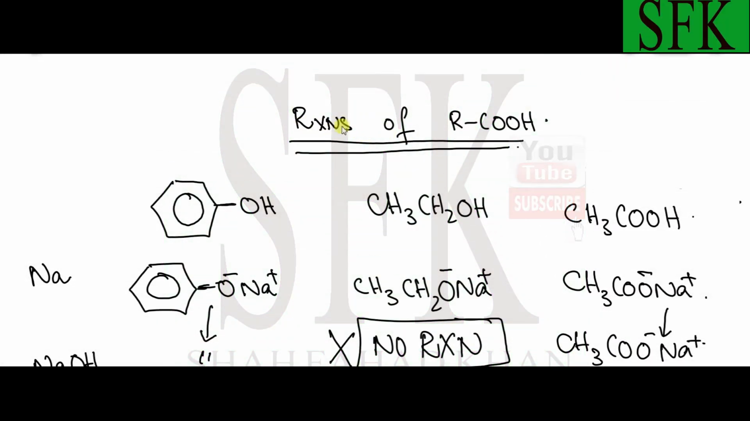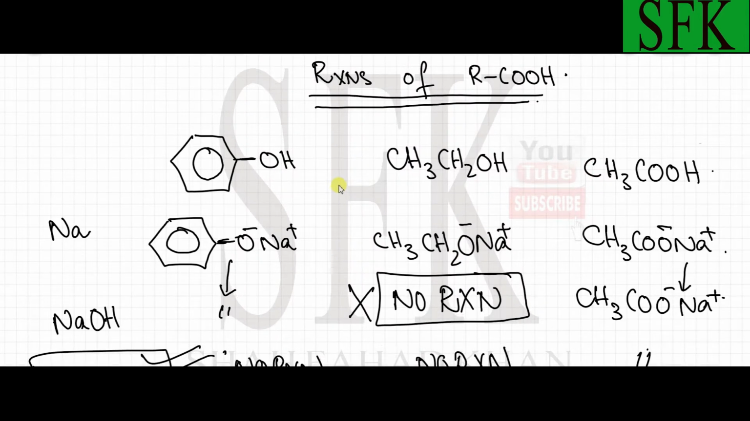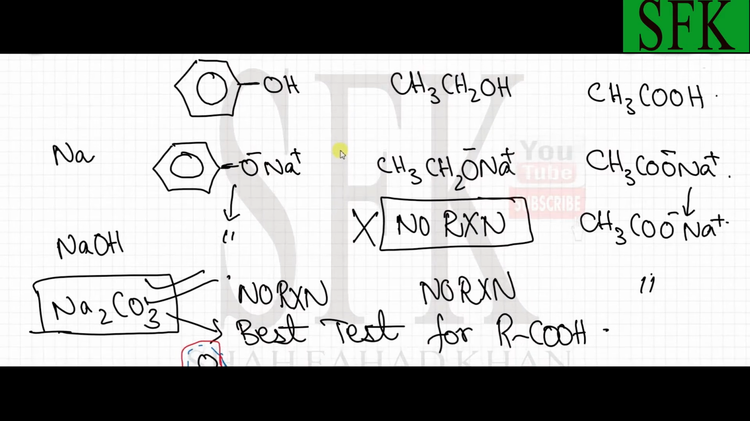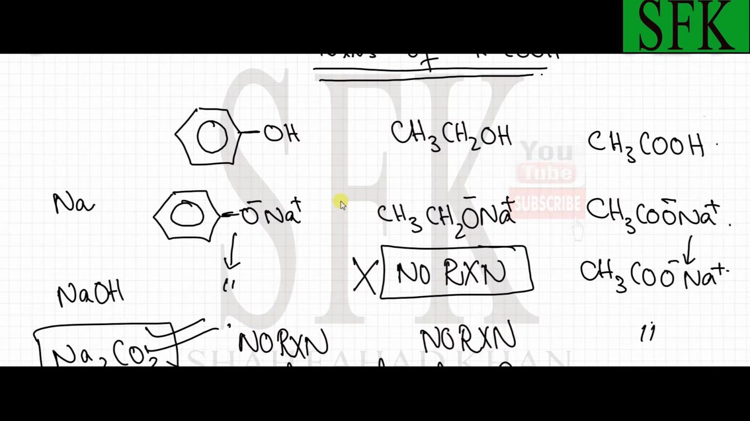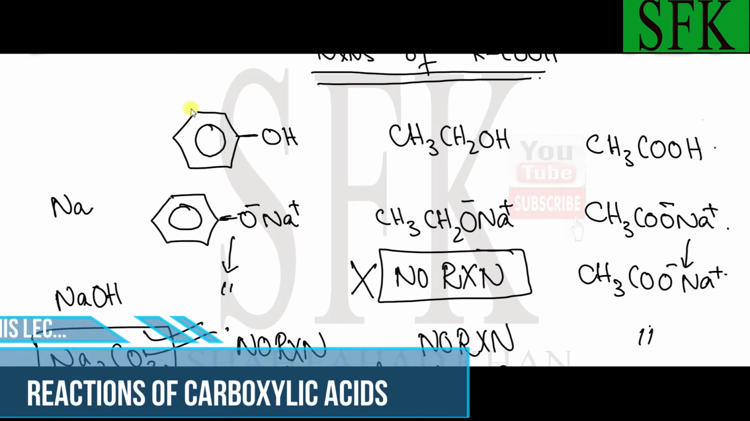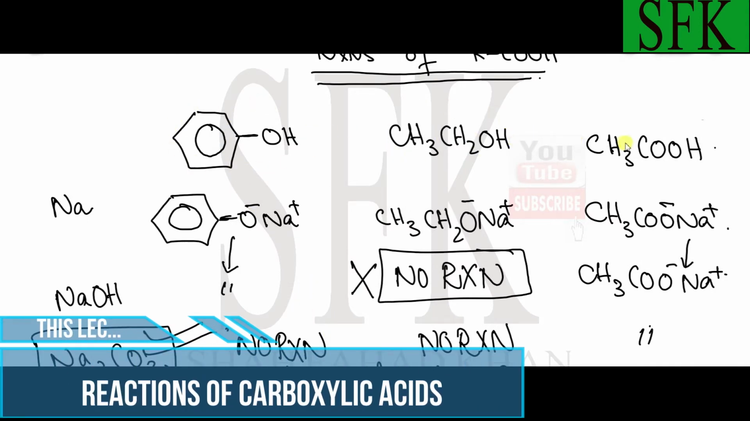A few very important reactions of carboxylic acids that are frequently tested in the A2 syllabus. Okay, but before we proceed to the reactions of carboxylic acids, there are some important reactions that we need to do before proceeding there. These reactions are of the three compounds: phenol, ethanol, and ethanoic acid. The first reaction is with sodium metal.